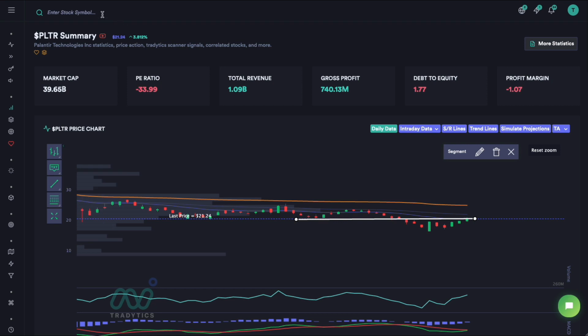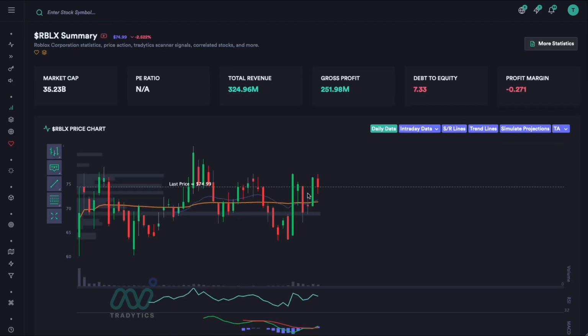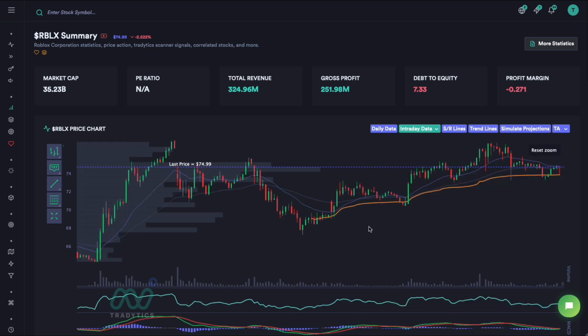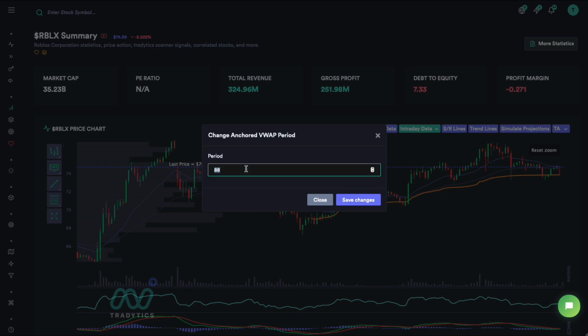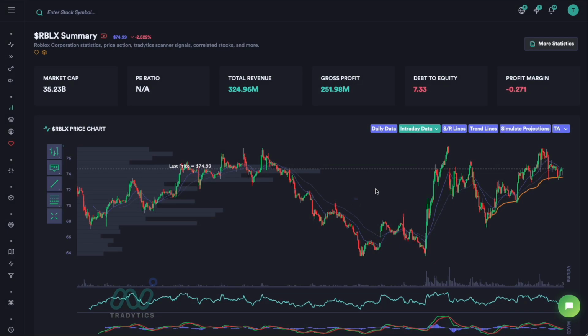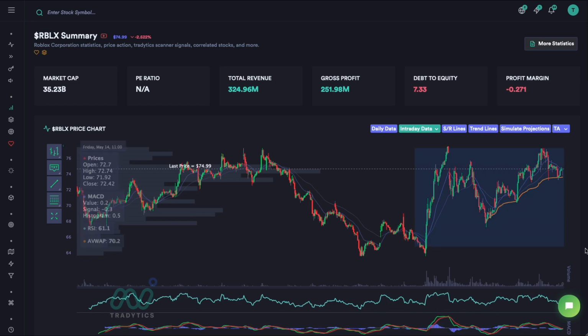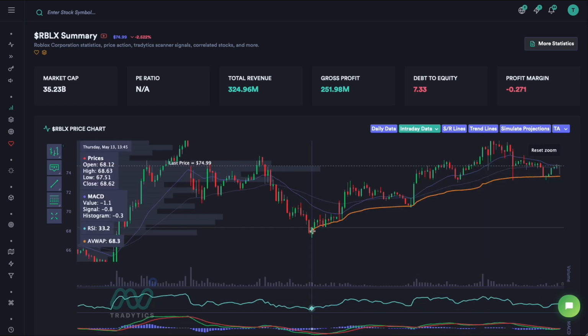I'll do RBLX as well. Okay, we don't have enough data, so let's go to 15 minutes. Okay, so this is again looking nice for calls. Look at this. Let me change the anchor value to 91 to go to the very lowest. Oh, no. All right, so you can see this on the 15-minute chart again.